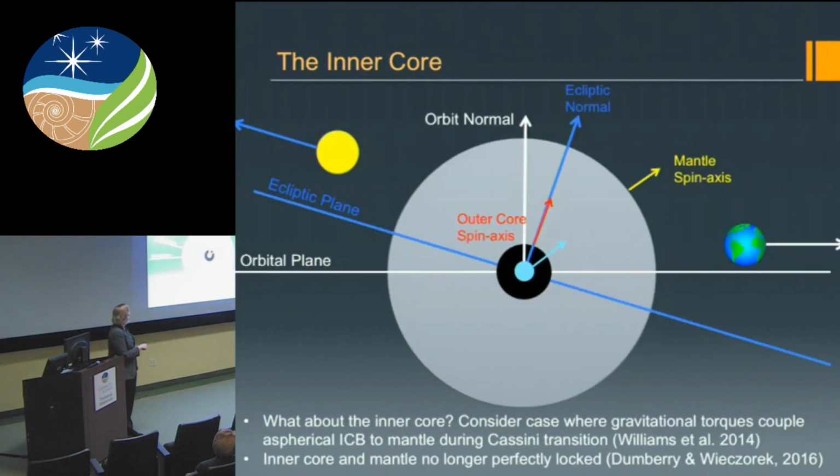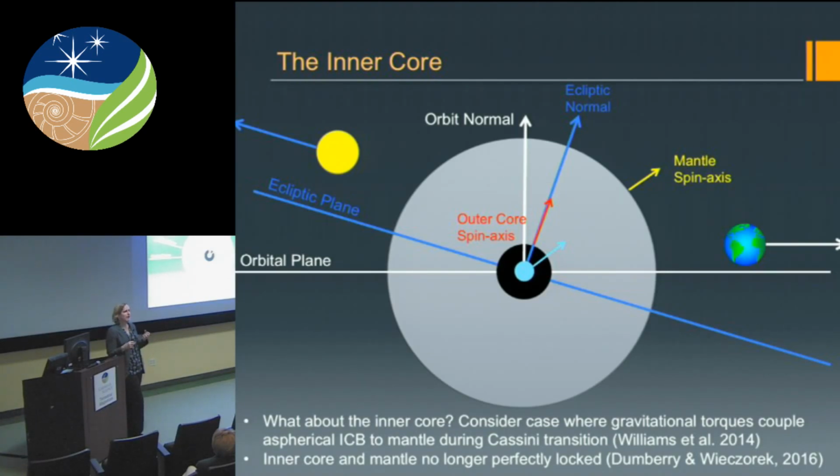Okay, so here now you can see here's the mantle spin axis in our system. Here's the outer core spin axis spinning about the ecliptic normal, and then here's the inner core. And as soon as we added the inner core, we had to ask, well, what's it spinning about? We've got the mantle, we've got the core. What's the inner core doing? The inner core is going to spin based on the net torque acting on the system.